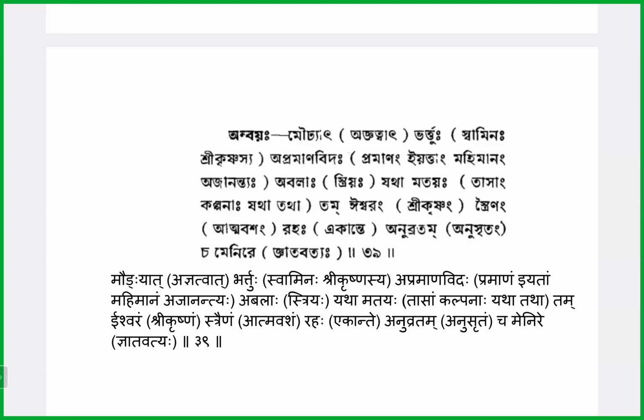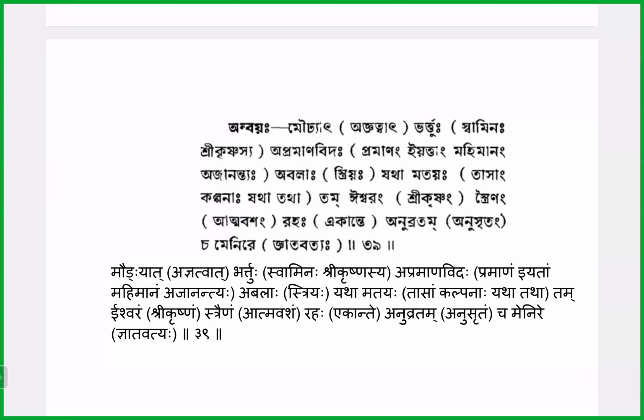The greatness, Mahima, the glories of their Lord, Shri Krishna, the woman, the stri, the nari, yatha matayaha. So, their imagination, the kalpana. Ishwaram Strainam. So they considered the Lord to be strained, like a henpecked husband, as we say. Strain is a person who is controlled by stri, by woman. So they considered the Lord as strained, and as one who follows them in a solitary place, in a secluded place, ekante, when they are alone.